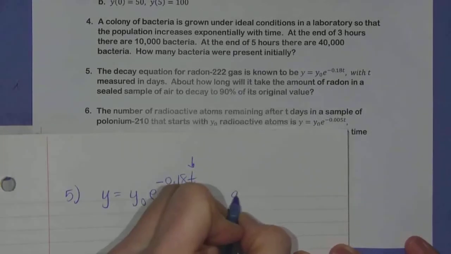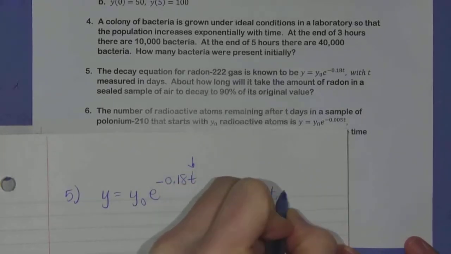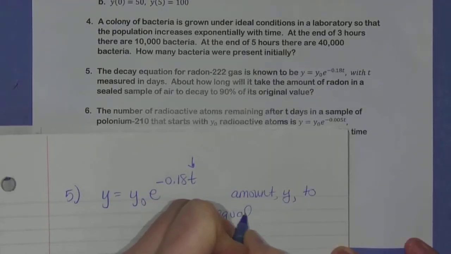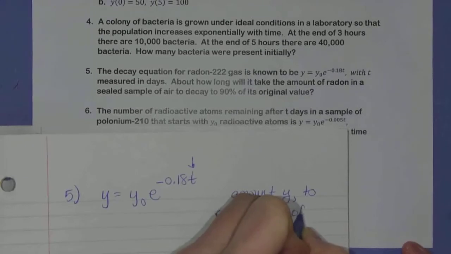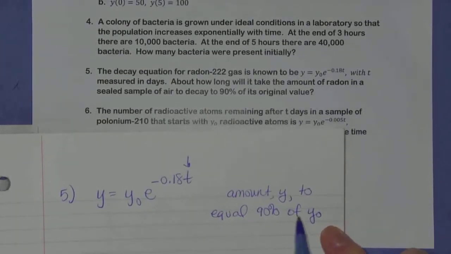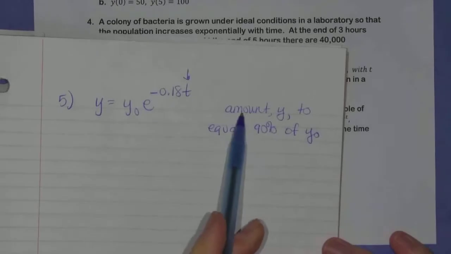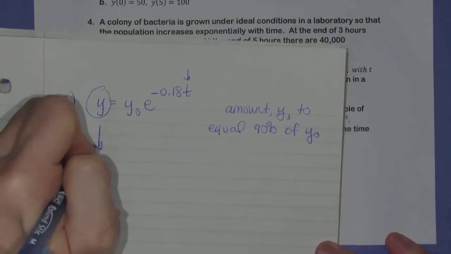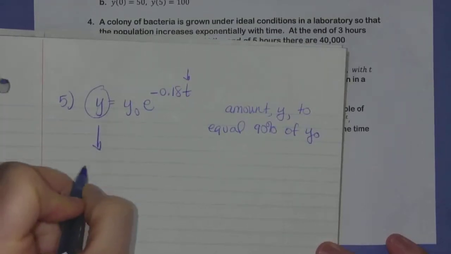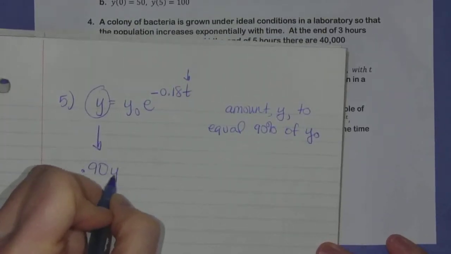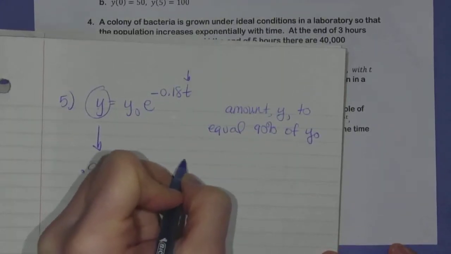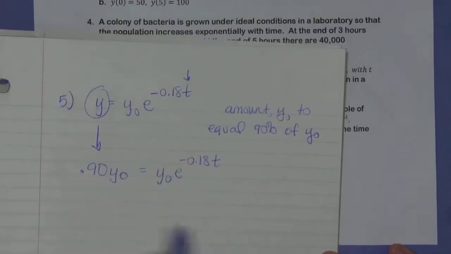Okay, so we want the amount y to equal 90% of its original value, which I call y sub 0. So really all you have to do here is where this y is, you just want to substitute. You want this to be 90% of the original value, and you just set that equal to the rest of the equation, which will allow you to solve for time.